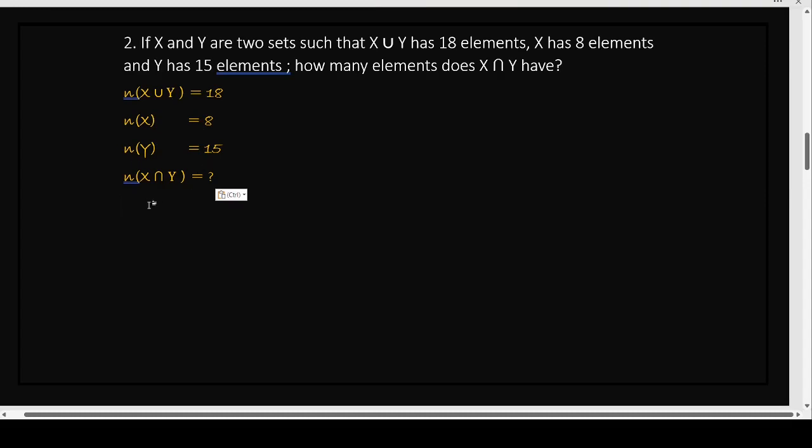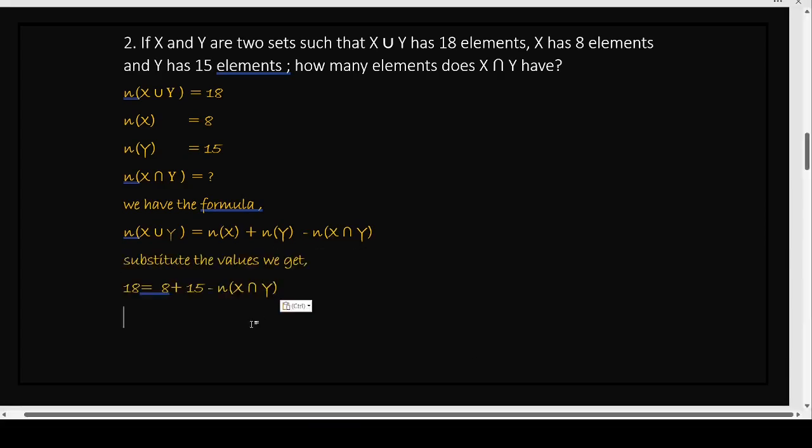Now we have to find out n(X intersection Y). We have the formula n(X union Y) is equal to n(X) plus n(Y) minus n(X intersection Y). Substitute the values, we get 18 equals 8 plus 15 minus n(X intersection Y). Simplifying, we'll get this. n(X intersection Y) is 5.